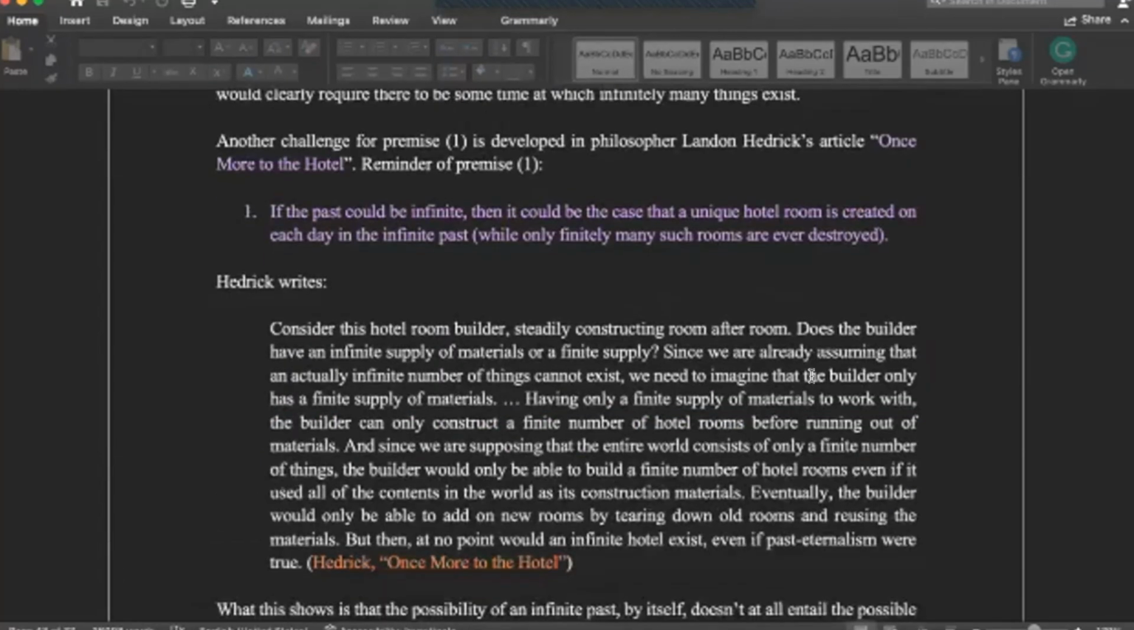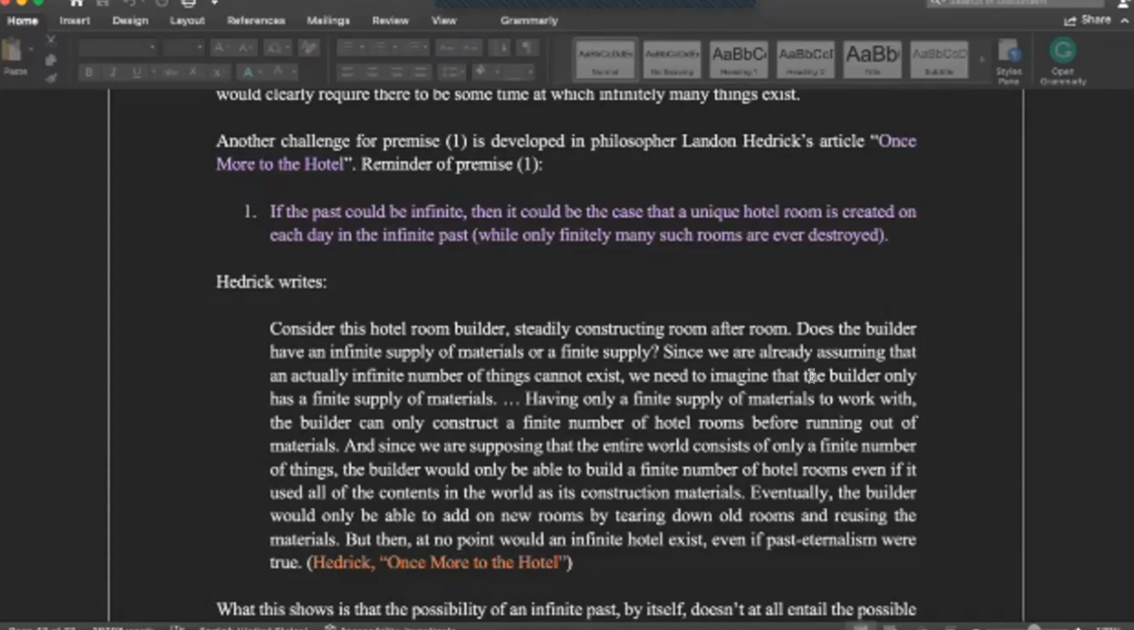So Hendrick writes, consider this hotel room builder steadily constructing room after room. Does the builder have an infinite supply of materials or a finite supply? Since we are already assuming that an actually infinite number of things cannot exist, we need to imagine that the builder only has a finite supply of materials. Having only a finite supply of materials to work with, the builder can only construct a finite number of hotel rooms before running out of materials.